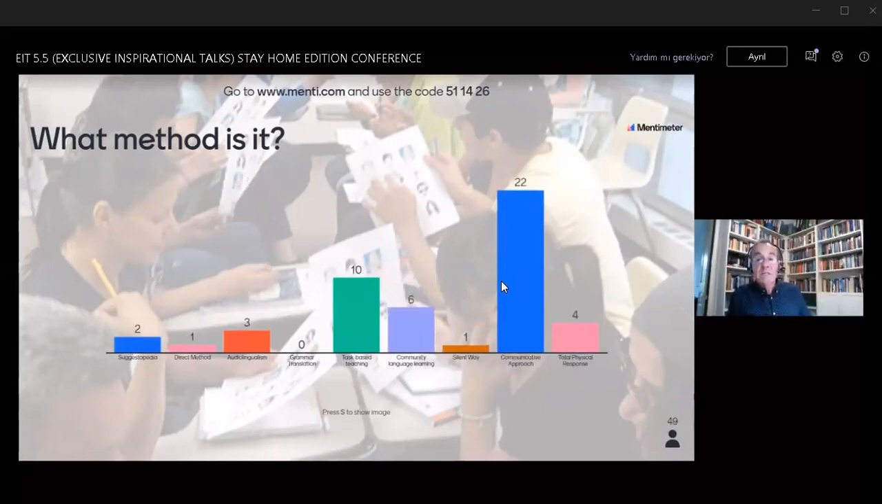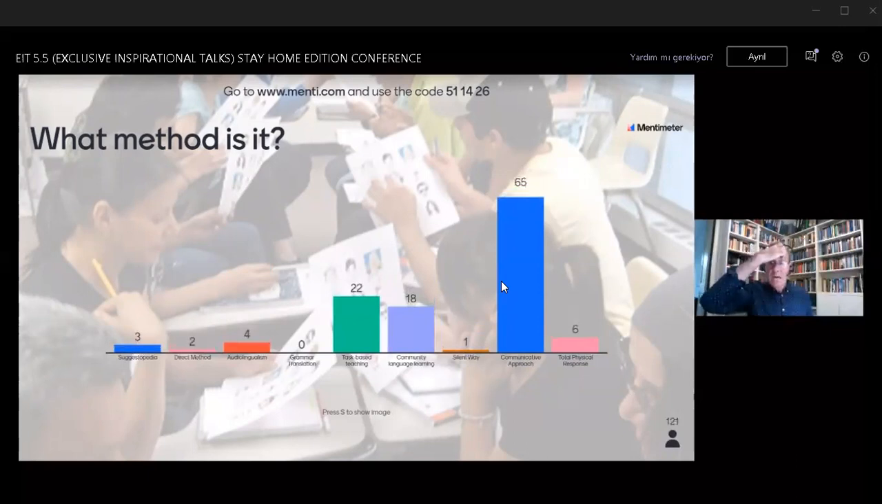this is perhaps task-based learning. And I'll explain later on that in a sense, you're both right, because task-based learning, if you like, is a kind of strong form of communicative language learning. I'll come back to that point. But I think communicative language teaching, or the communicative approach, is winning here.